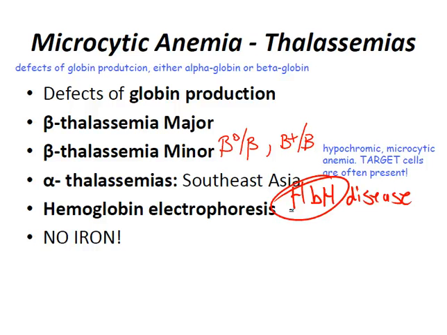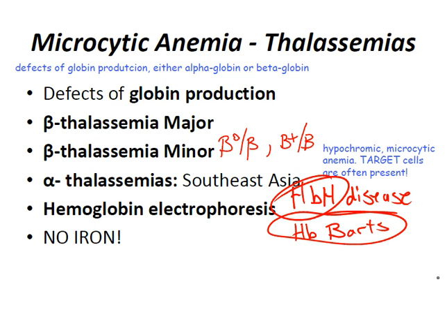Now, if you have a deletion of all 4 alleles, that's called hemoglobin Bart's disease. This is when you get hydrops fetalis or intrauterine death. Note that hemoglobin Bart's is present whenever an alpha gene deletion occurs.